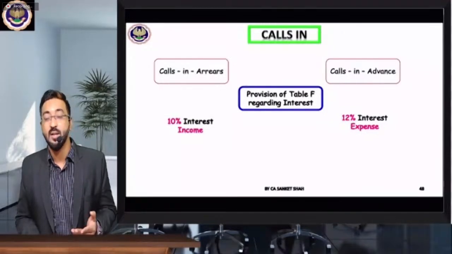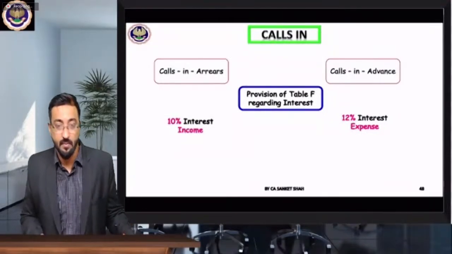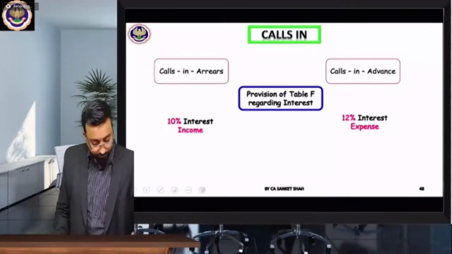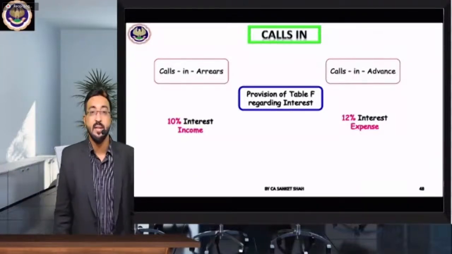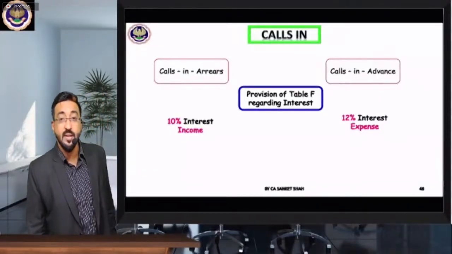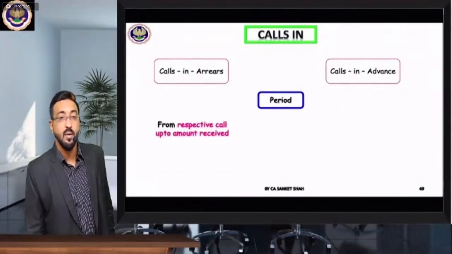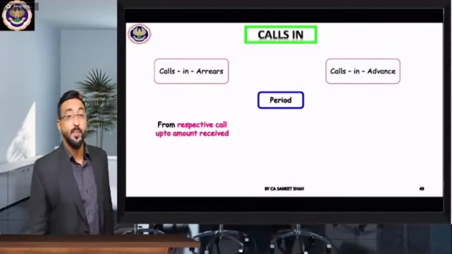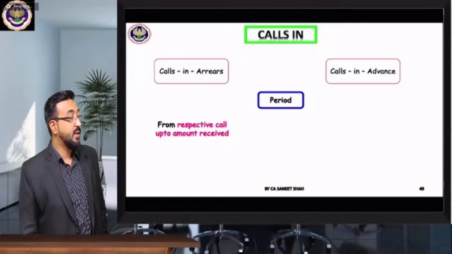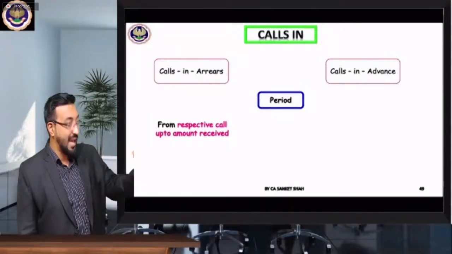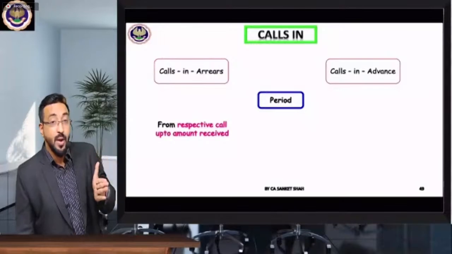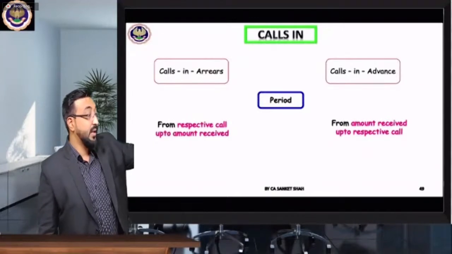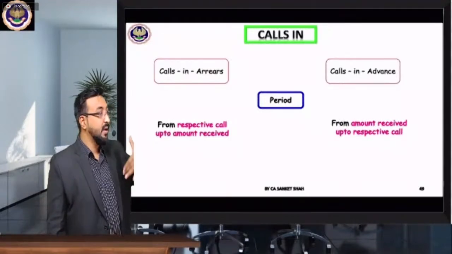Apply your logic here. Don't pass any entry immediately. Calls in arrears 10% income, and calls in advance 12% is expenditure. So we have some questions based on these calls in arrears. So from the respective call up to the amount received, interest will be charged from the due date to the received date. And for advance, it is from the received date to the due date. It is exactly reverse. You received first and due afterwards.